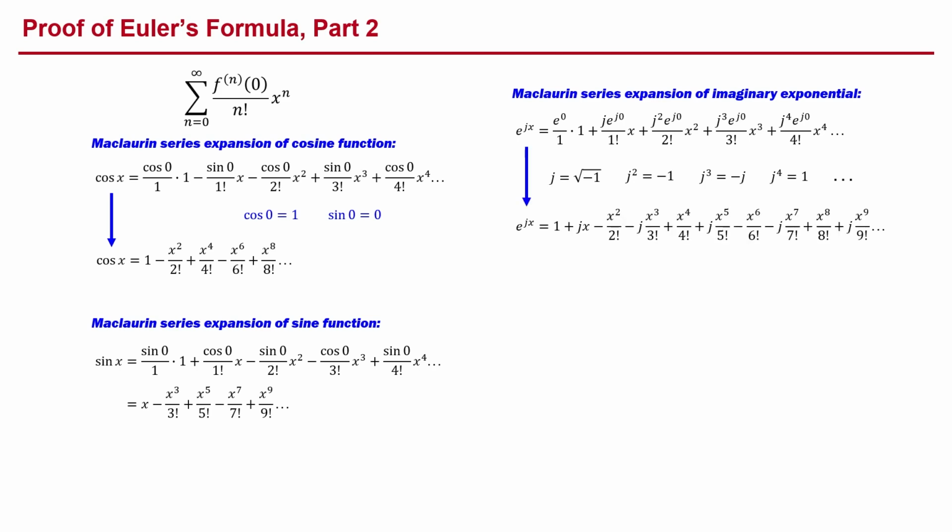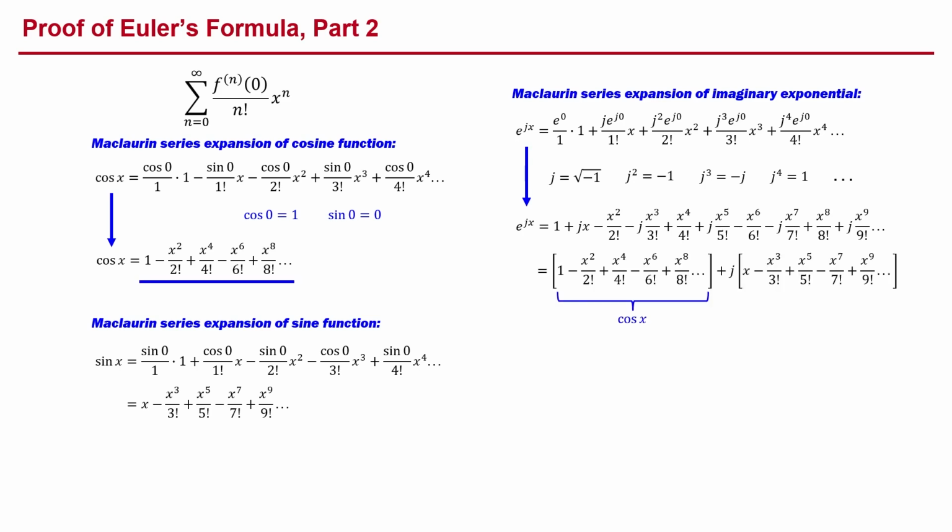We make these substitutions and separate the terms into groups of real and imaginary components. The group of real terms corresponds to the series expansion for cosine of x, and the group of imaginary terms corresponds to the series expansion for sine of x. Thus, we can write that e to the power of jx equals cosine of x plus j sine of x.